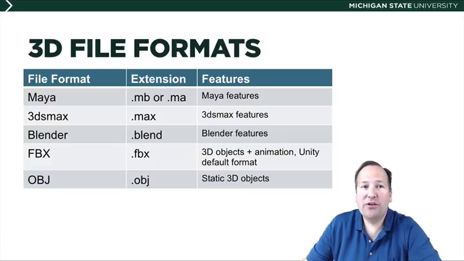Therefore, you can have a proprietary file format in your project, such as a Maya binary file, and Unity will convert it to an FBX automatically every time you update the file. We'll discuss a bit more about this when we talk about the asset pipeline.